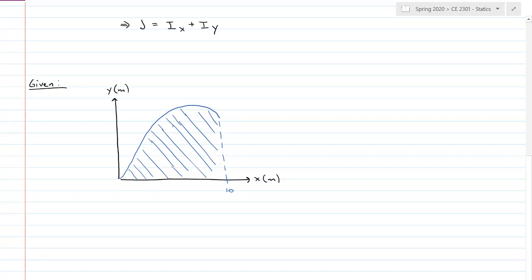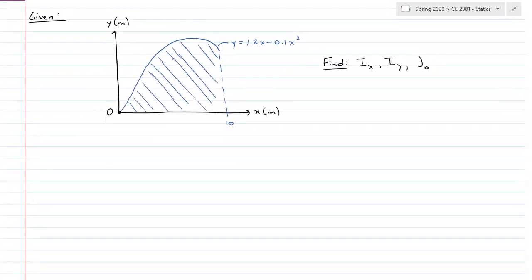All right, this line is defined by y is equal to 1.2x minus 0.1x squared. I want to find the moment of inertia about the x-axis, the moment of inertia about the y-axis, and the polar moment of inertia, and I'm going to subscript that with a naught for the origin, O.